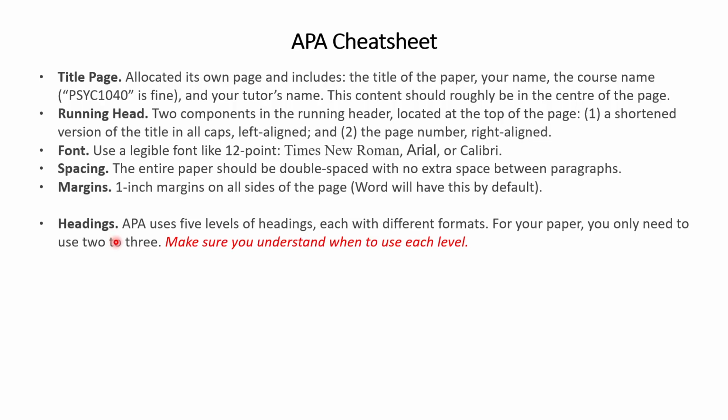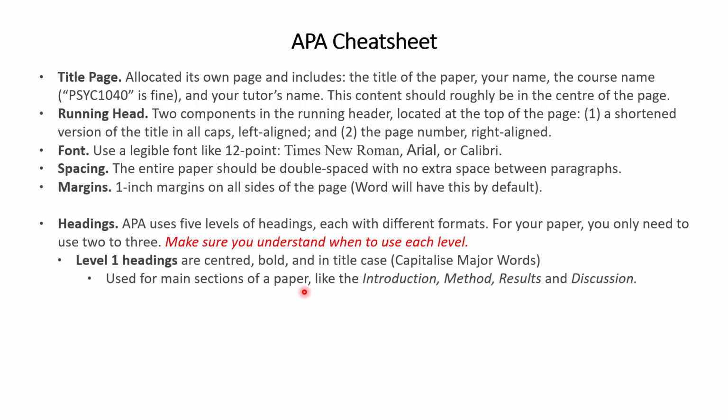Now, headings are very important in APA. They help delineate each section and subsection from the rest. Your paper will probably only ever require 2 or 3 heading levels. Level 1 headings are centered, bold, and in title case. So the major words are capitalized in the first letter.